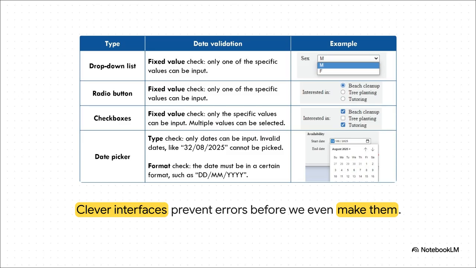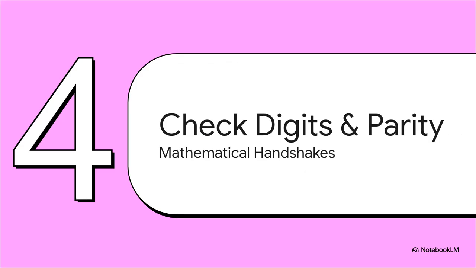They use clever user interface tricks like drop-downs, radio buttons, checkboxes, and date pickers to make validation basically painless. By forcing us to select from valid options right from the get-go, they completely prevent errors before we even make them. Moving to step 4, check digits and parity bits. Let's get into the secret mathematical handshakes data needs to pass for even tighter security.